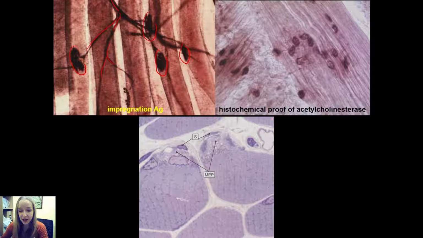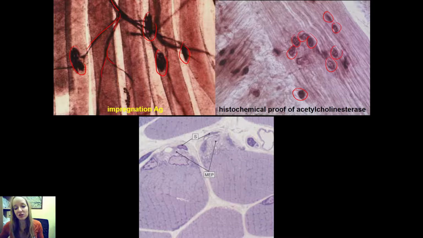Here we have a histochemical proof of acetylcholine esterase, the enzyme that deactivates acetylcholine, which is the mediator in this synapse. So it's just a histochemical proof, so we know that we have these motor end plates over here because there is an esterase location.